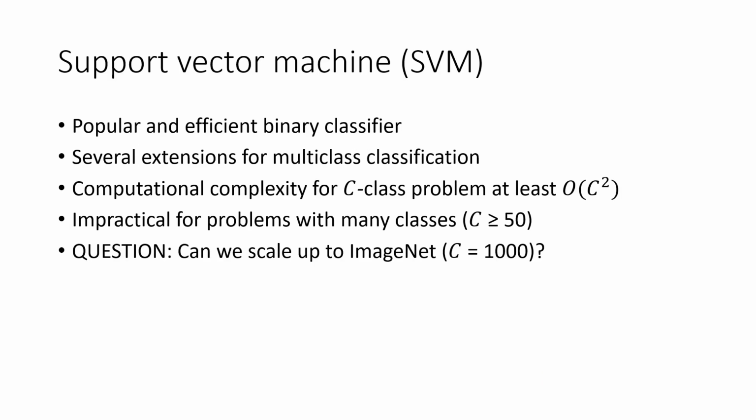Support vector machine is a popular and efficient binary classifier. Its application scope is broadened by several multi-class extensions, most of which rely on combining multiple binary SVMs. Computational complexity of these extensions is at least quadratic in the number of classes. This is making it impractical to use for problems with hundreds or thousands of classes. Would it be possible to modify one of these extensions in a way that would allow its use on large datasets such as ImageNet? That is the question we are trying to answer in this paper.